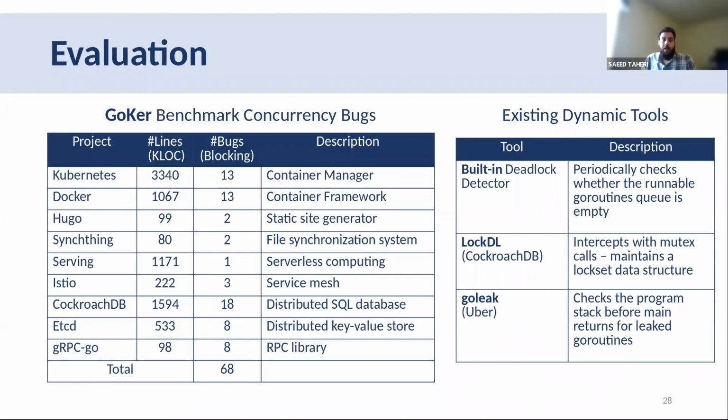To evaluate the effectiveness of GoAT, we used the recently released GoCare benchmark, which is the simplified version of concurrent bugs in top 9 open source projects in Go. We ran GoAT alongside 3 similar tools to check the effectiveness of GoAT in detecting blocking bugs. The 3 tools are the built-in deadlock detector, LockDL from CockroachDB, and GoLeak from Uber.